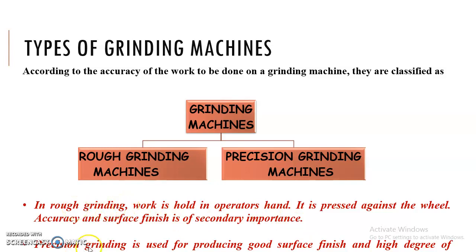But precision grinding is used for producing good surface finish and a high degree of accuracy. In this case, both the workpiece and the grinding wheel are guided along a precise path. So we are focusing only on precision grinding machines, not on rough grinding machines.